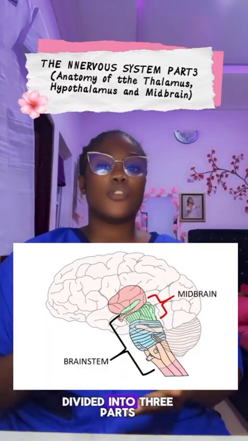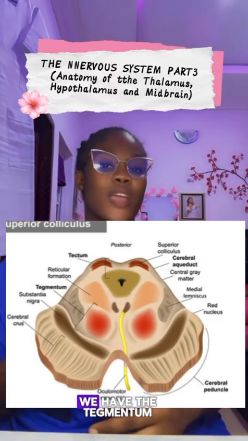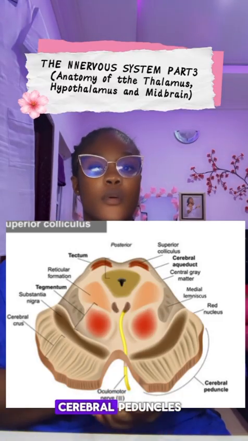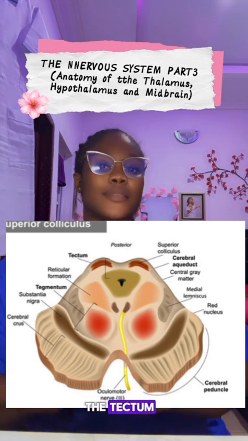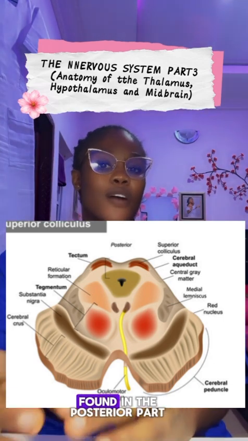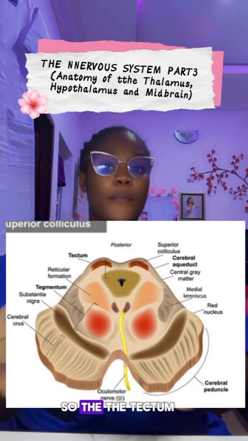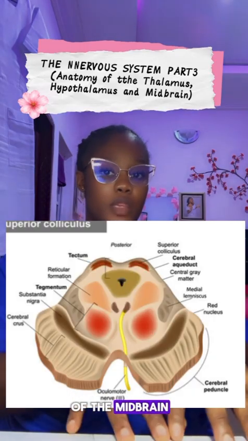Now the midbrain is divided into three parts. We have the tectum, we have the tegmentum, and we have the cerebral peduncles. Now let's talk about the tectum. Now the tectum is found in the posterior part. So the tectum is the posterior part of the midbrain.